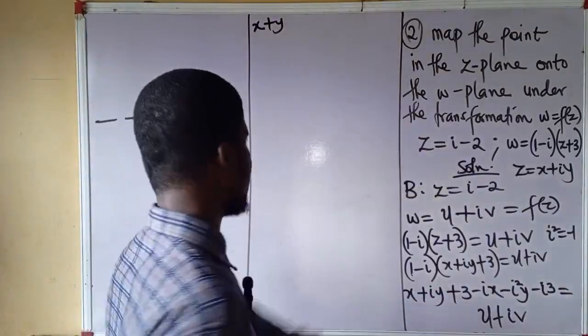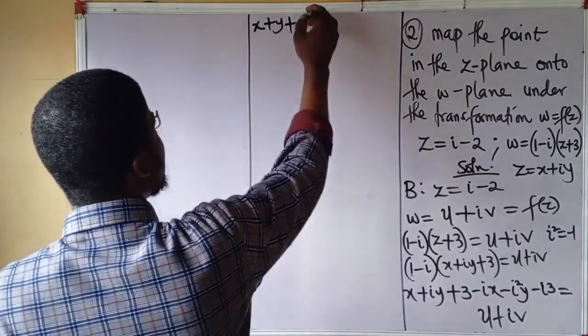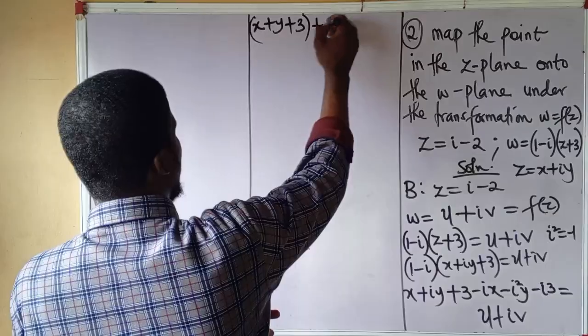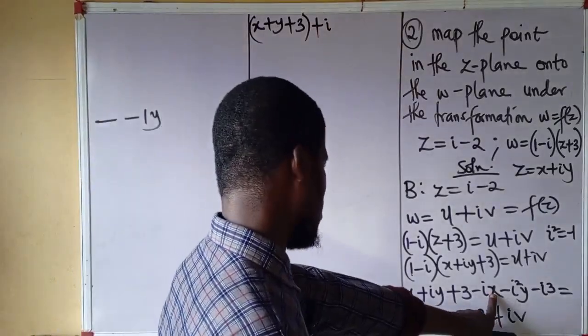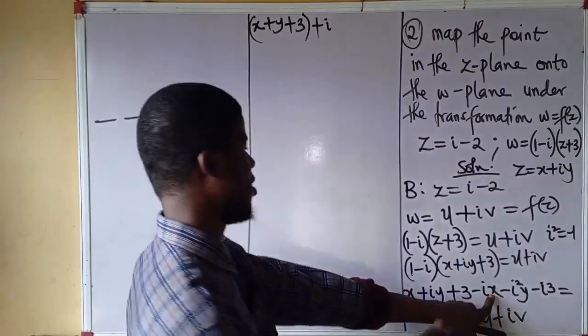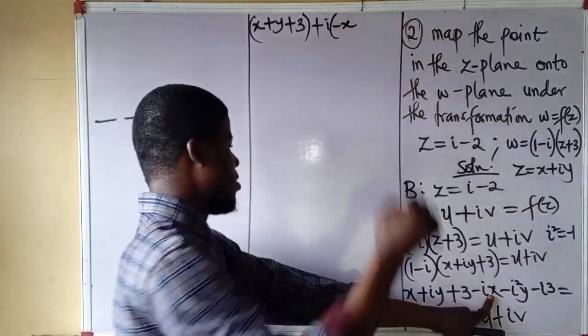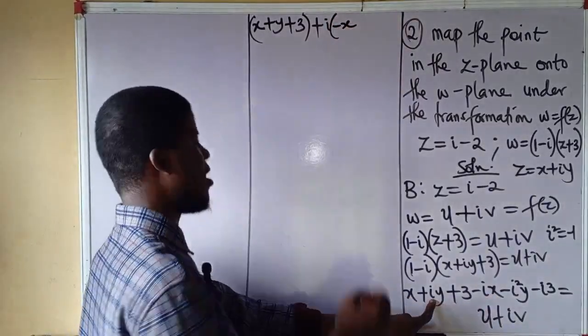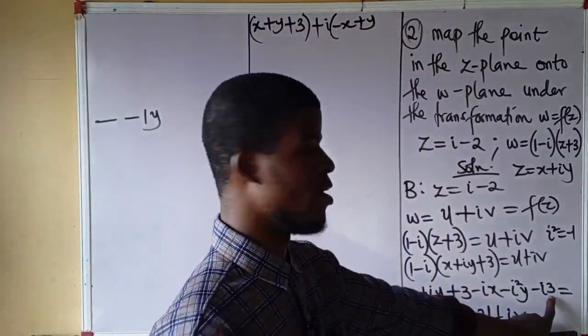Plus 3. I'm grouping all real numbers now. I've done that. Plus, let me group the imaginary numbers. We have minus x. Minus x is left here if I remove the I. Then I have y left. And then I have minus 3.